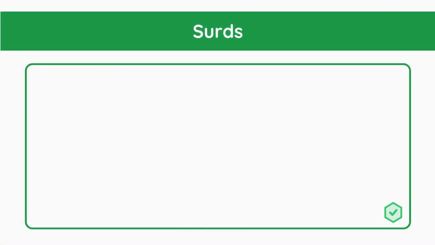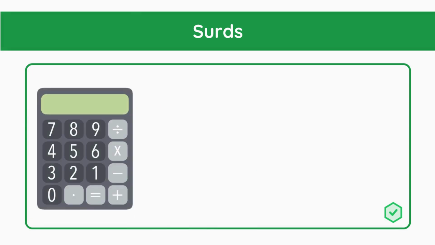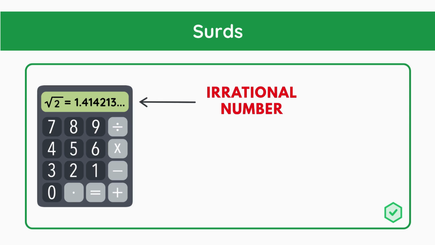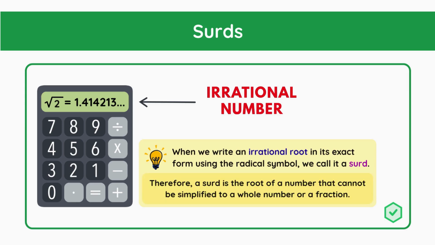Now, let's get started. Let us begin by defining what a surd actually is. If you calculate the square root of 2, your calculator will show 1.414213, and the decimal places will continue forever without repeating. This is an irrational number. When we write an irrational root in its exact form using the radical symbol, we call it a surd. Therefore, a surd is the root of a number that cannot be simplified to a whole number or a fraction.